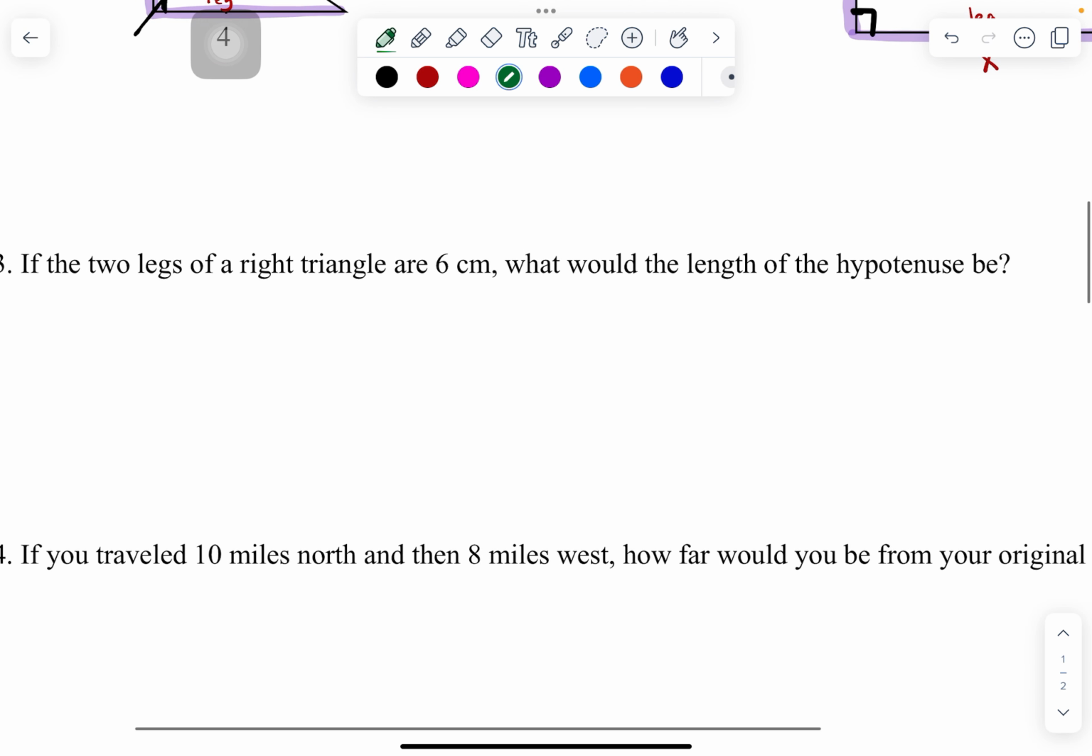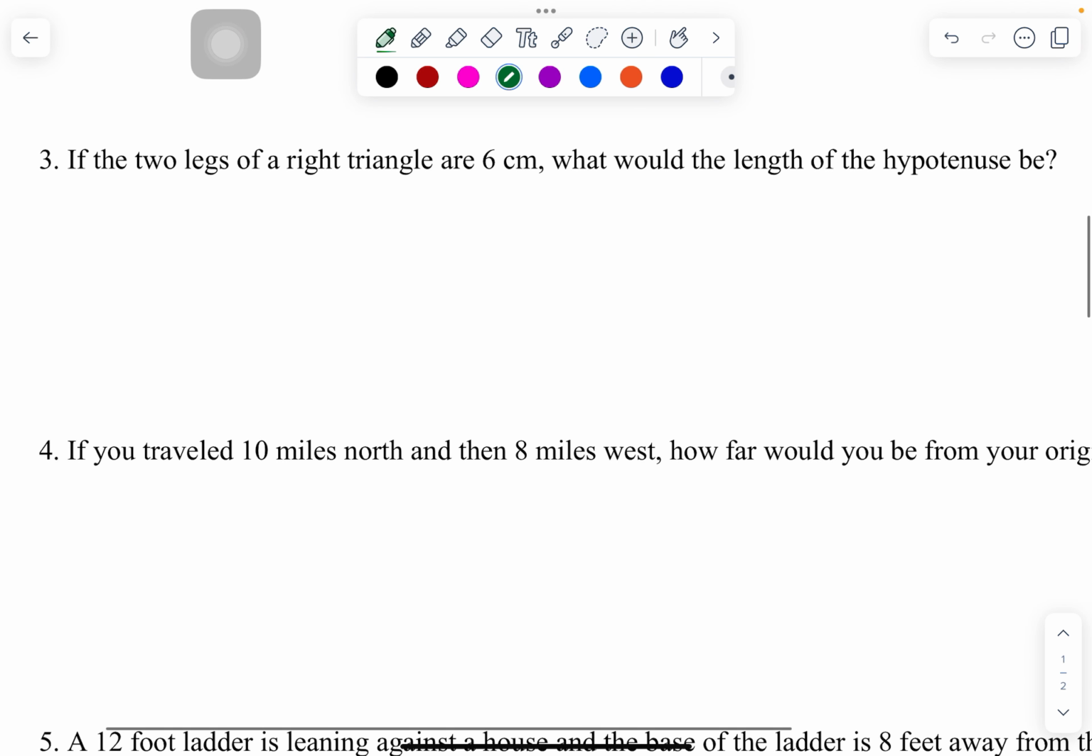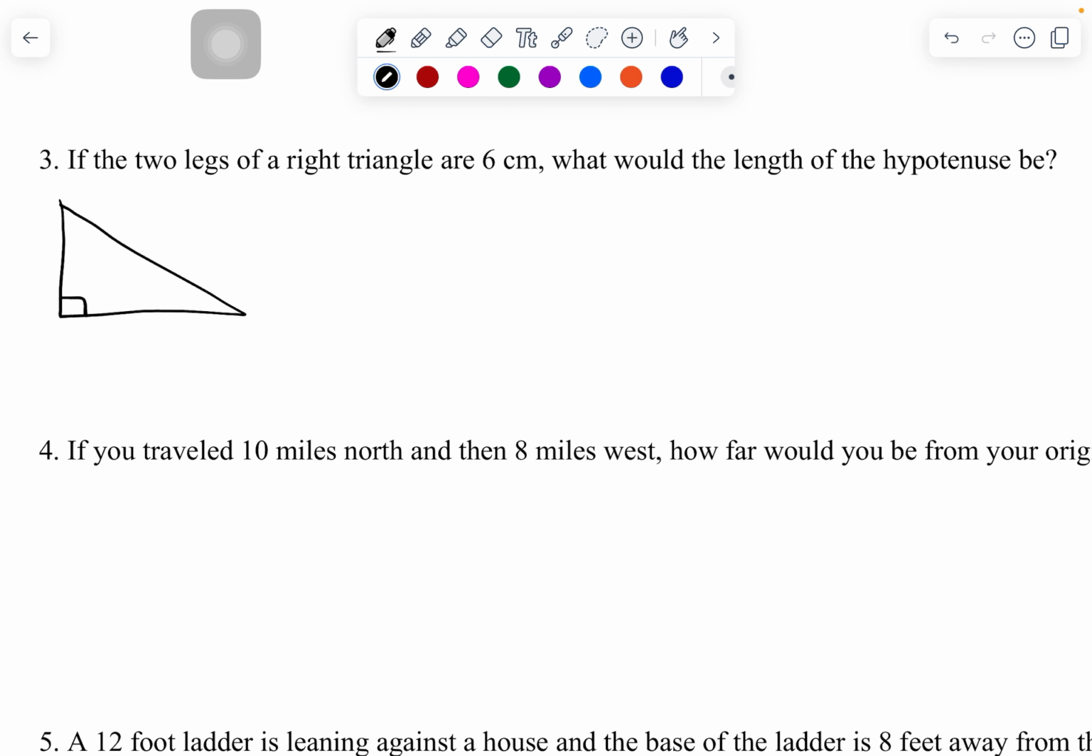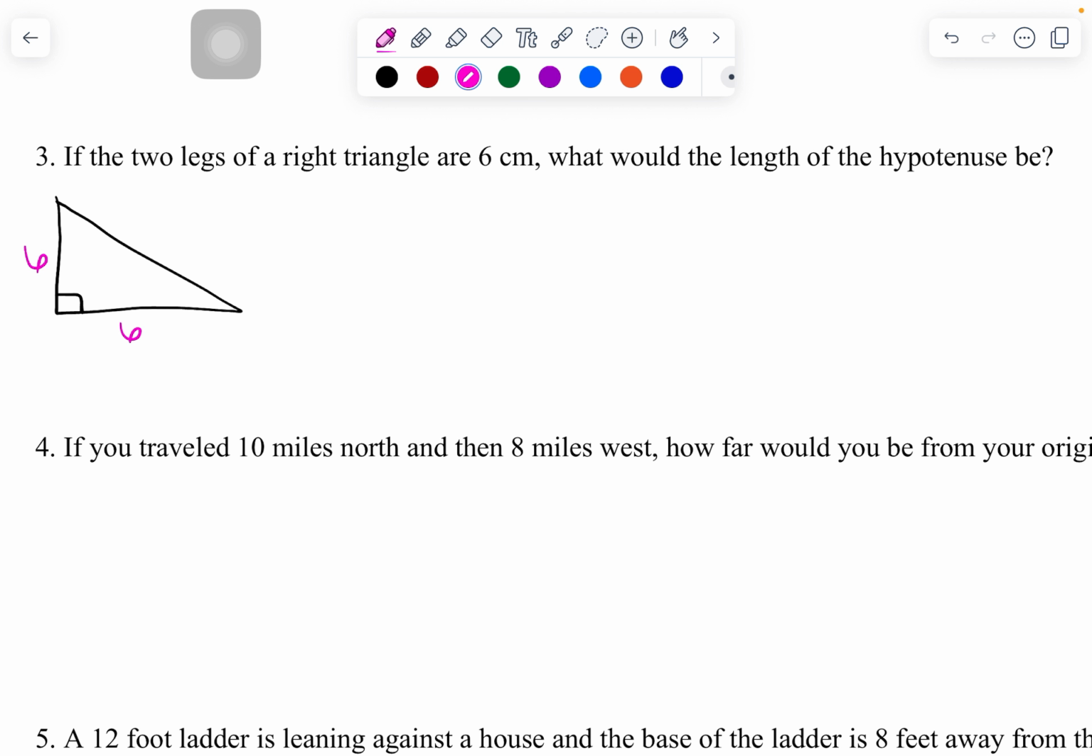Let's take a look at number 3 here. Number 3 doesn't have a picture, but of course we could draw one if we wanted to. So we have the right triangle. All right, there's my right triangle. The 2 legs of a right triangle are 6 centimeters. So the 2 legs, 6 and 6. What would the length of the hypotenuse be? I'll use c for hypotenuse. So 6 squared plus 6 squared equals c squared. That's going to be 32 plus 30. No, hold on. I lied.